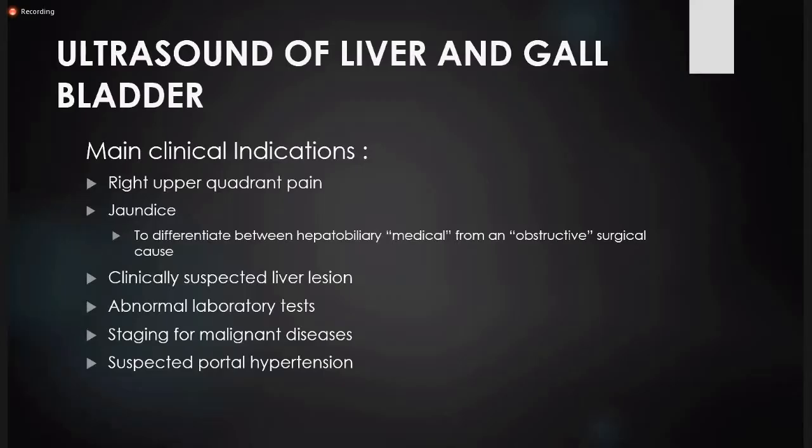The basic modality that is prescribed for hepatobiliary structures is ultrasound. What are the clinical indications for ultrasound? Any patient coming to you with right upper quadrant pain, jaundice, a clinically suspected liver lesion, abnormal laboratory tests such as LFTs, staging for malignant disease, already known malignant disease where you now want to see liver lesions, and suspected portal hypertension in a patient with chronic liver disease. In a jaundice patient, ultrasound can give you an idea whether the cause is medical or surgical. So further investigations can be done after ultrasound.